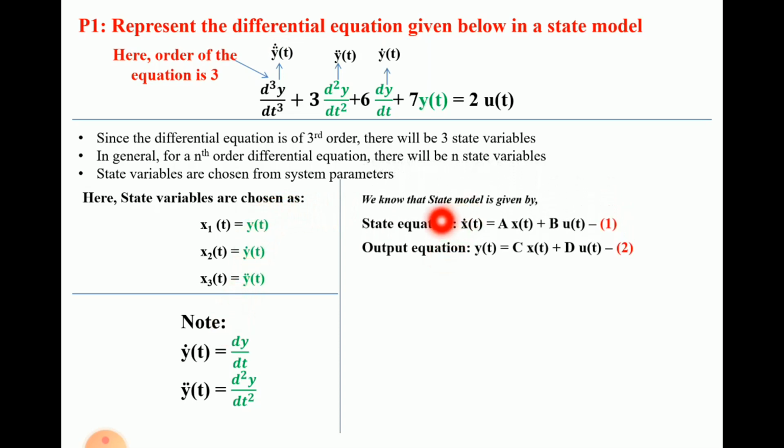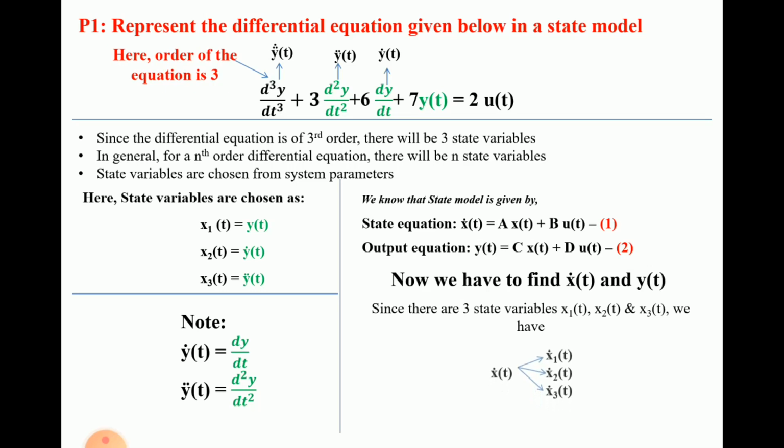We know that a state model is a combination of two equations, state equation and output equation. Now, in order to develop the state model, we have to find x dot of t and y of t. But what is x dot of t? It is the differentiation of x of t, right? So, how many x of t's, that is how many state variables do we have here? x1 of t, x2 of t and x3 of t. So, quite logically, x dot of t involves finding x1 dot of t, x2 dot of t and x3 dot of t. So now let's find x dot of t.